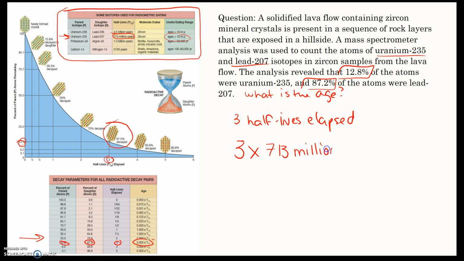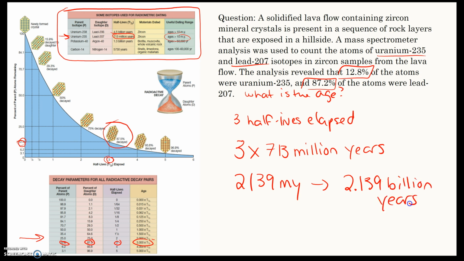Not too crazy, right? I don't even have a calculator handy. I'm just going to do this real quick. That is 2,139 million years, which equates to 2.139 billion years. All right, nothing too crazy about that. So the age of our sample is 2.139 billion years old, which is within the realm of possibility here on Earth.